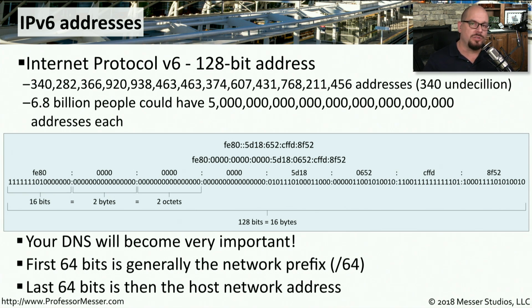If we look at most IPv6 configurations, the first half, or the first 64 bits of the address, are generally referred to as the network prefix, and then the last 64 bits of the address are the node or the network address of the device.